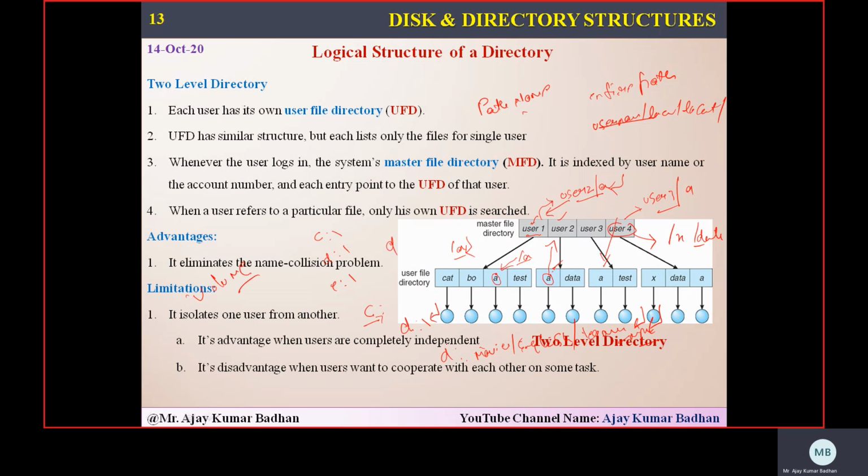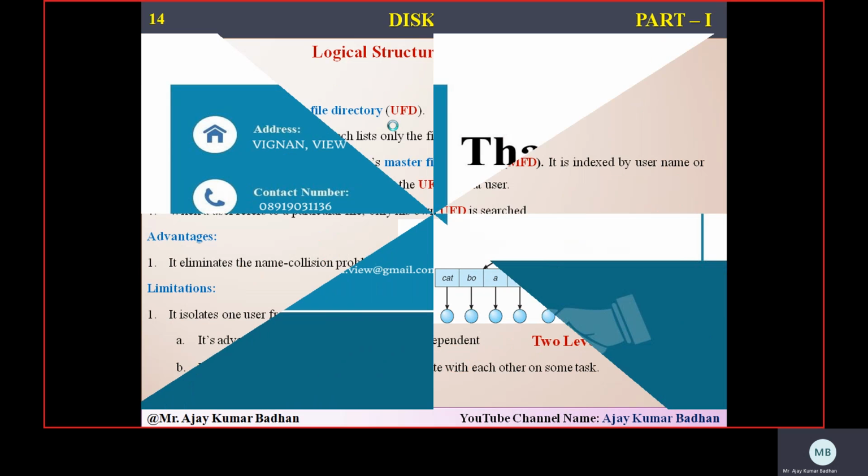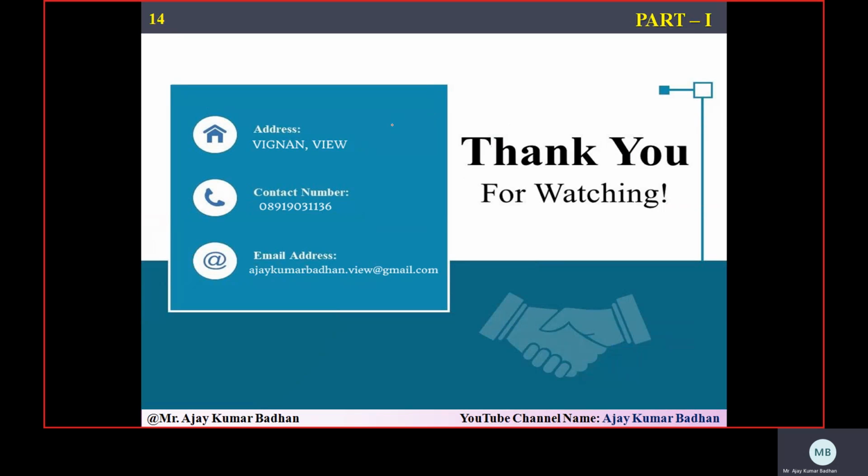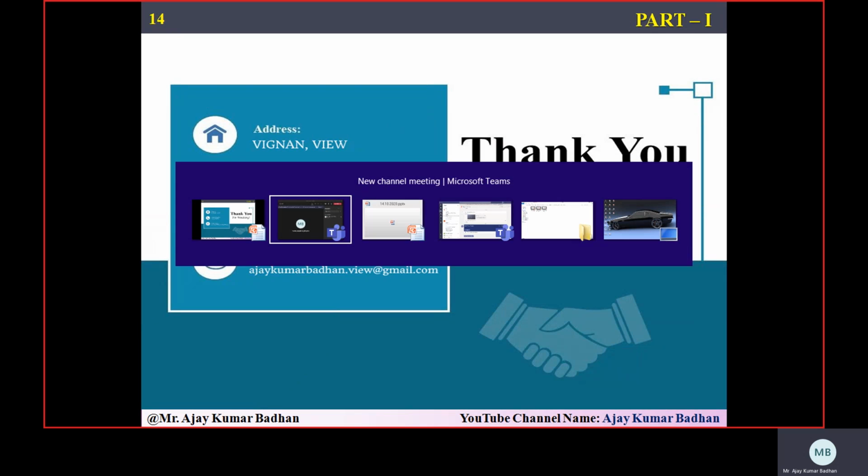This is the way. Some systems support this kind of mechanism, where we need to provide the volumes. After the volume, you need to give the path name. So something like volume/path name, and that we have to give, and based on that, it will perform the operation. So this is how exactly the two-level directory structure works. This is all for today's session. In the next session, we will be discussing the remaining three directory structures we have. Thank you for watching my video.